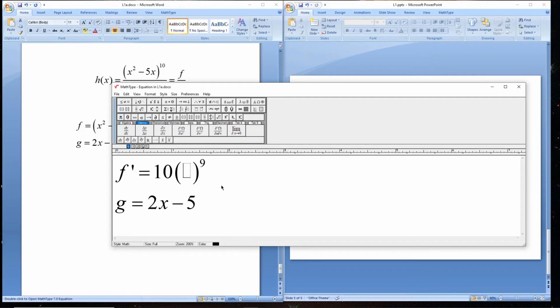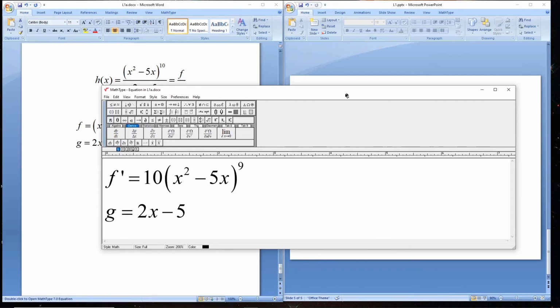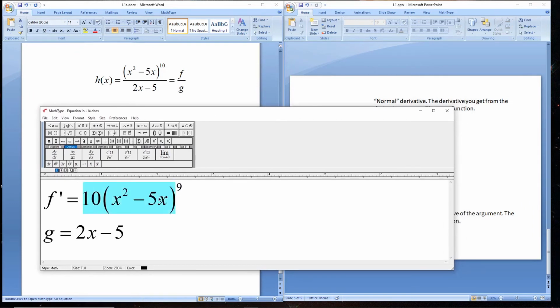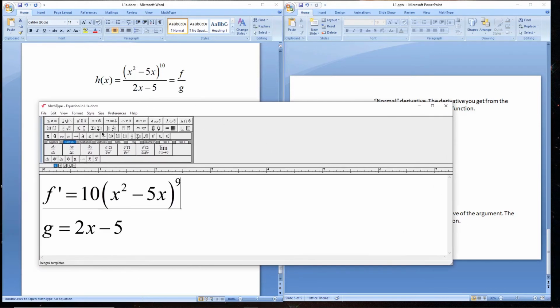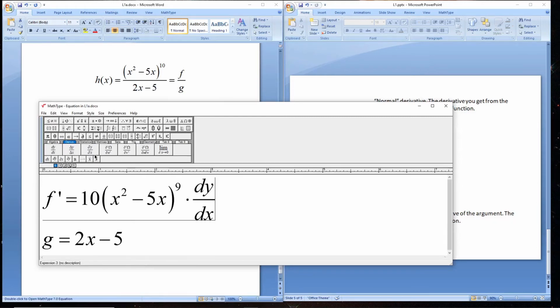But that's not really u there. It's really all that. And again, this is what I mean by just doing the straight up derivative. Just do the derivative right from the derivative patterns. And that's cool, because that's what df/du means. And then the chain rule says, okay, multiply that now by the derivative of the argument.